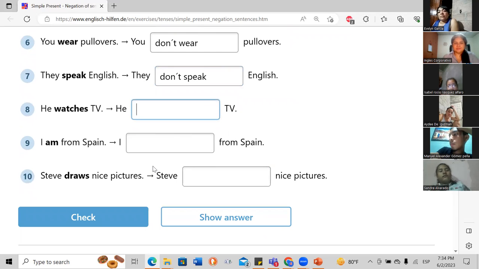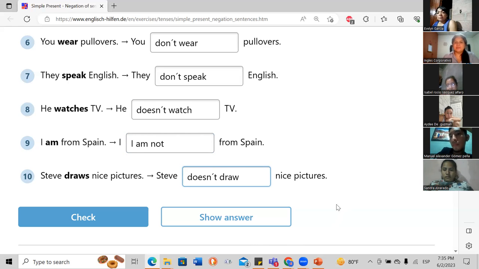They speak English. They don't speak English. Okay. He watches TV. He doesn't watch TV. I am from Spain. I don't, I am not. I'm not from Spain. Okay. Steve draws nice pictures. Steve doesn't draw nice pictures. Okay, that is good.